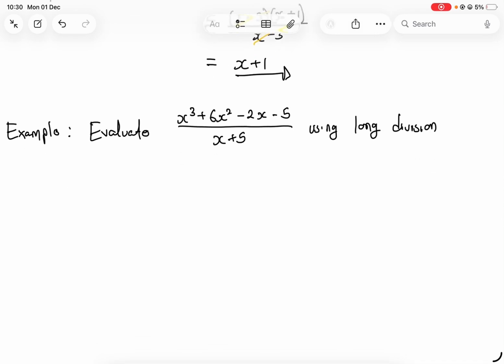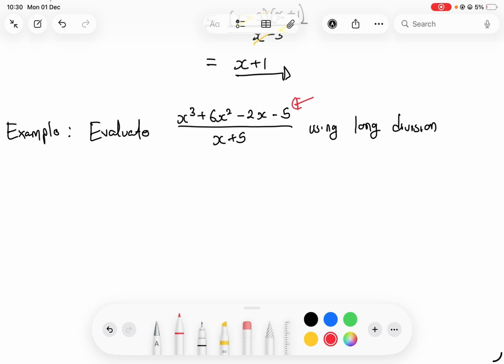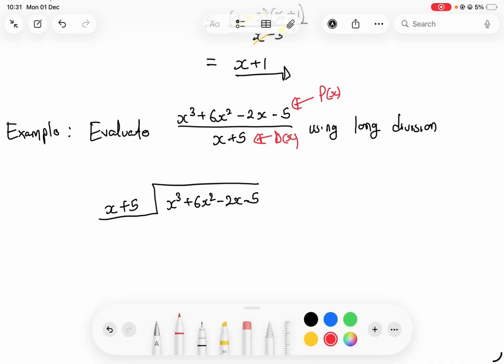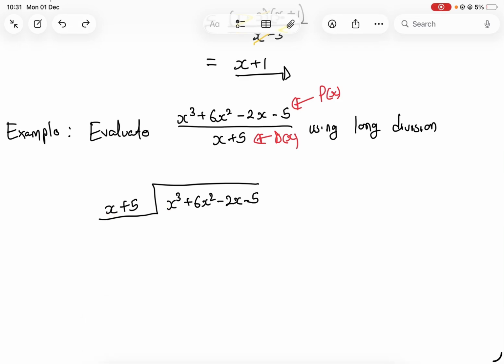So standard form, this is your p of x, this is your d of x. Okay, so I draw my step here, which means now I have x cubed plus 6x squared minus 2x minus 5. My divisor is x plus 5. I said that first step, highest degree of each function divided by highest degree of each function. So x cubed divided by x, I'd have x squared. X squared.